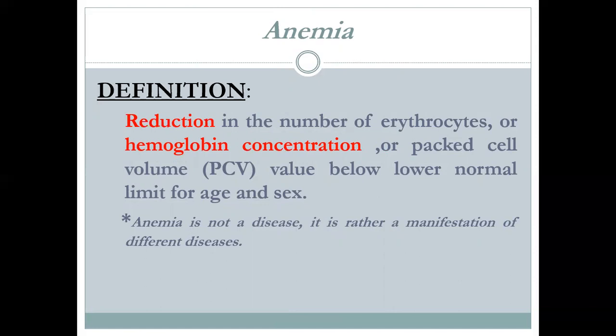Now we come to define anemia. Anemia is defined as reduction in the number of red blood cells or hemoglobin concentration or packed red blood cell volume below the lower normal limit for age and sex. And anemia is not a disease. It is a manifestation of different diseases.